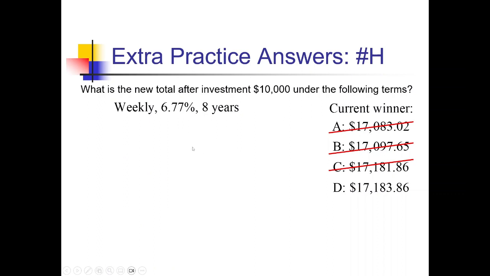Now we've got Plan H, weekly, 6.77%, 8 years. So P B to the T, B value now of 1 plus 0.0677 over weekly, that's going to be 52 weeks in a year, all raised to the 52.